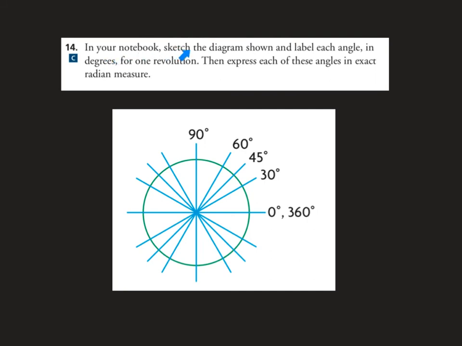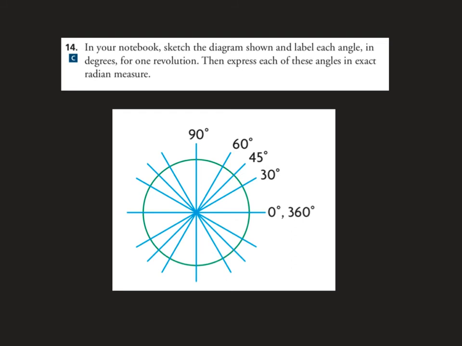In your notebook, sketch the graph shown and label each angle in degrees for 1 revolution. Then express each of these angles in exact radian measures. All right, I can do that. So we already have 30, 45, 60, 90.